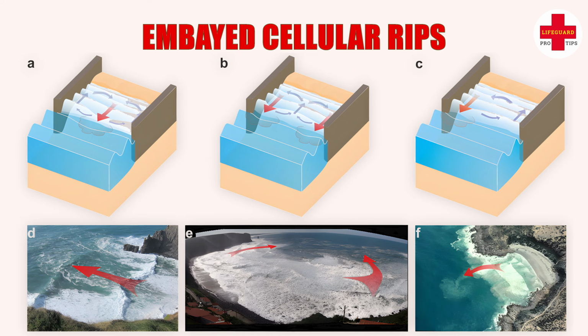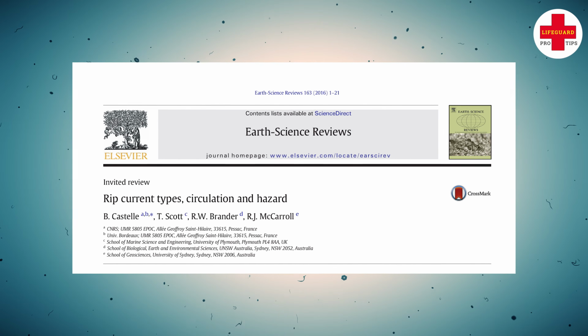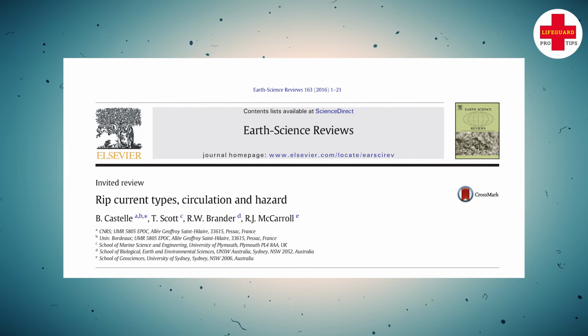Embayed cellular rips. Finally, on pocket beaches enclosed by headlands, large looping rip currents, known as cellular rips, dominate the entire embayment. Their formation is shaped by the bay's width, wave direction, and boundary effects, and they can grow especially strong during storms. This study gives us solid scientific insight that complements our field experience.